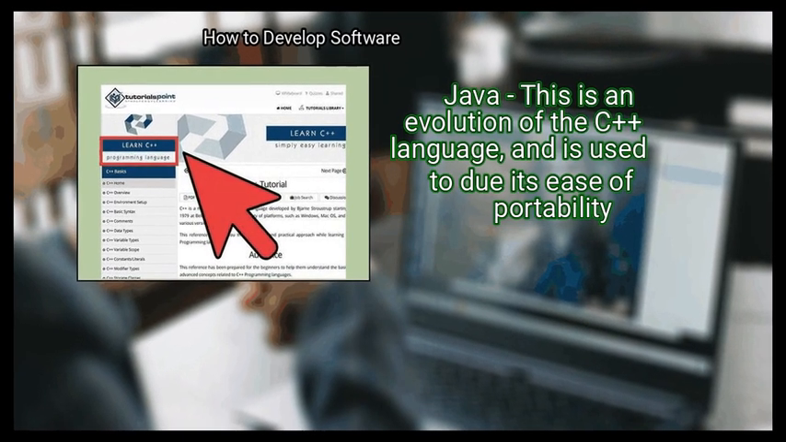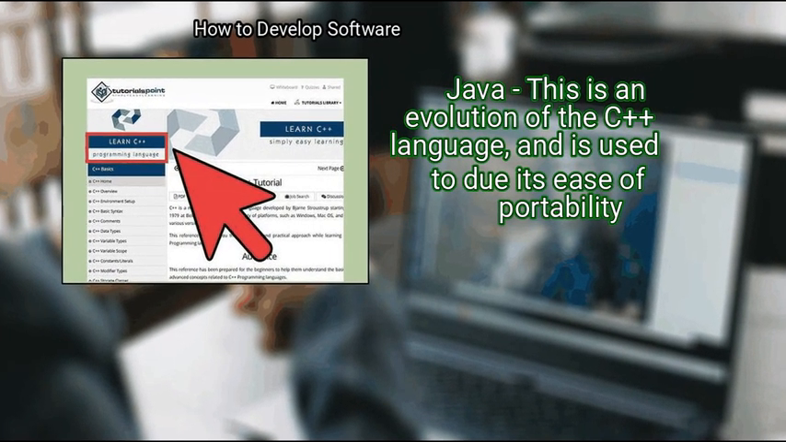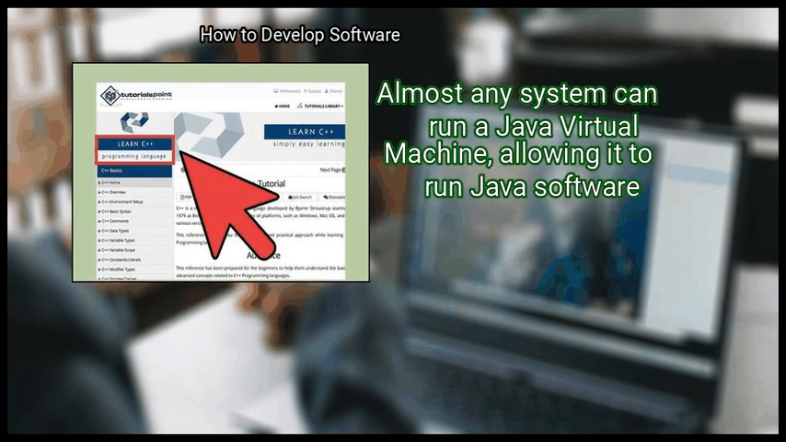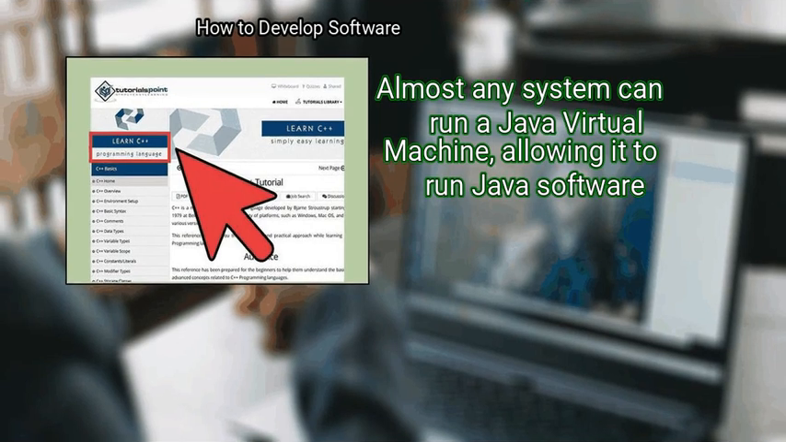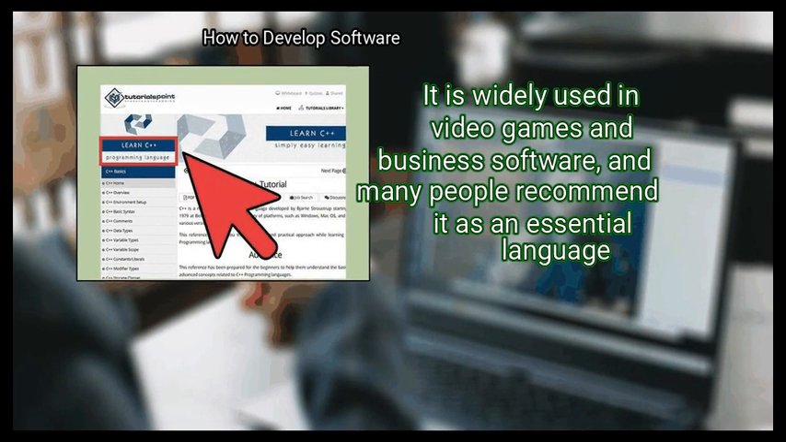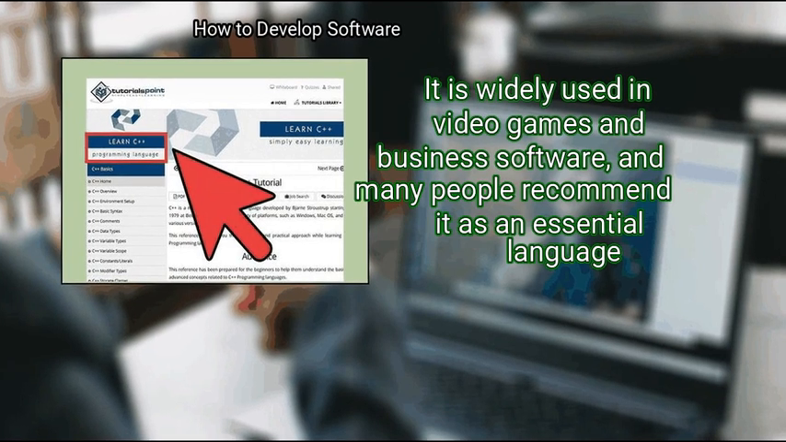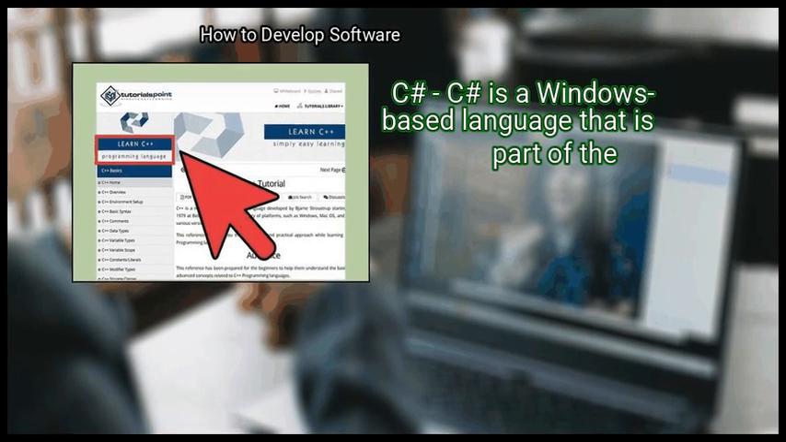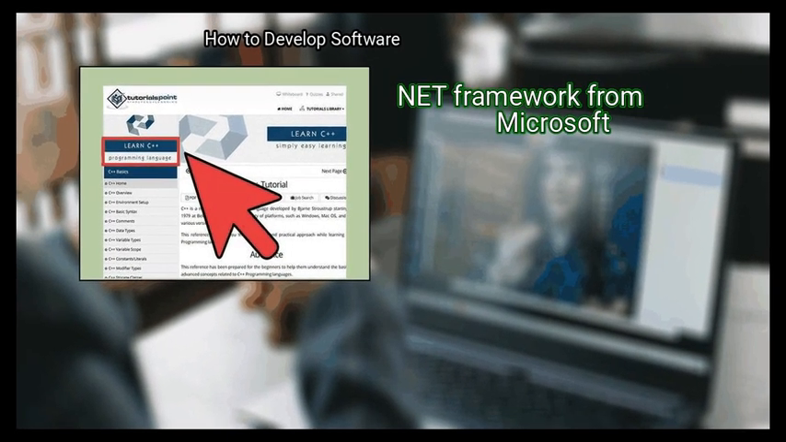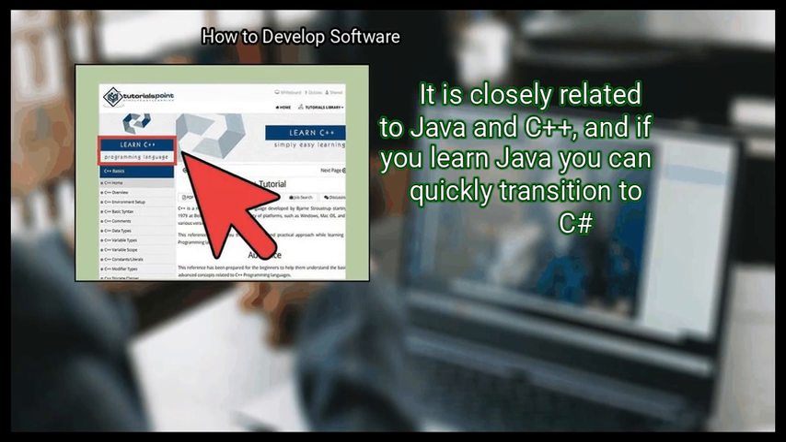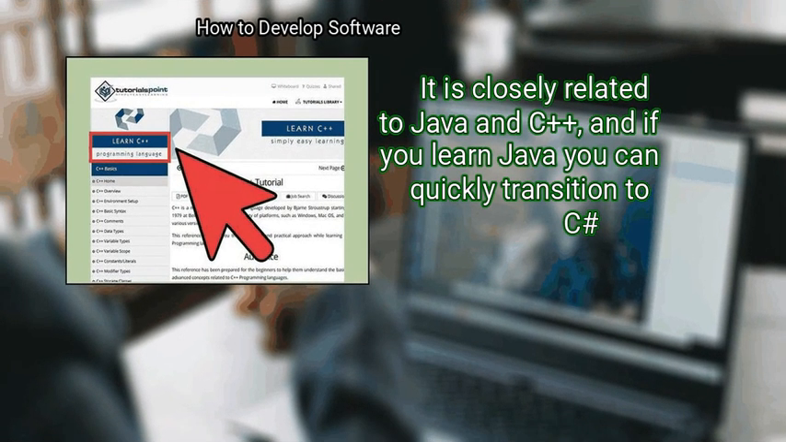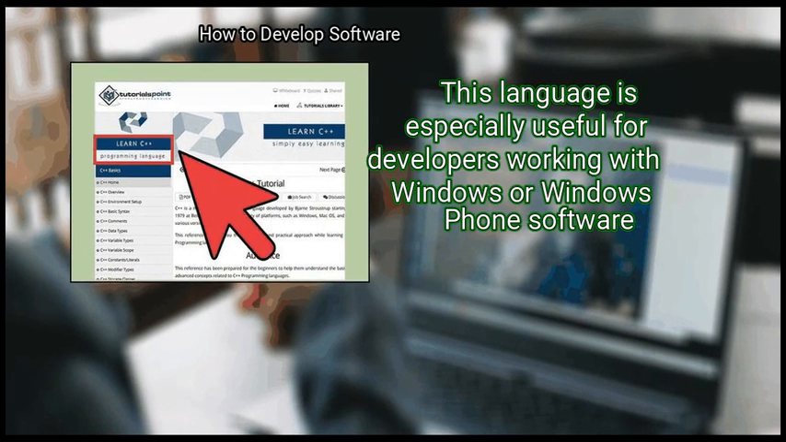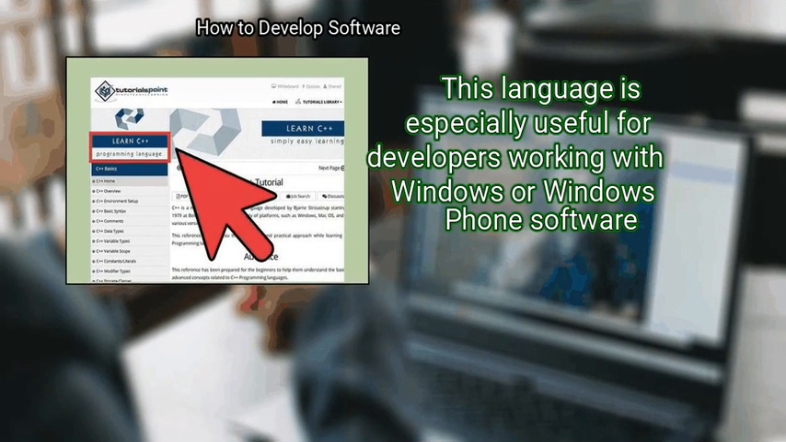Java. This is an evolution of the C++ language, and is used due to its ease of portability. Almost any system can run a Java virtual machine, allowing it to run Java software. It is widely used in video games and business software, and many people recommend it as an essential language. C# is a Windows-based language that is part of the .NET framework from Microsoft. It is closely related to Java and C++, and if you learn Java you can quickly transition to C#. This language is especially useful for developers working with Windows or Windows Phone software.